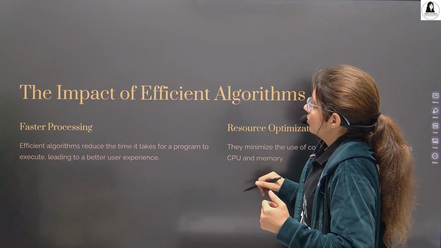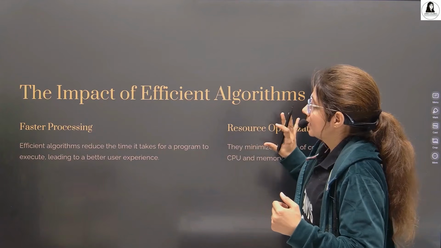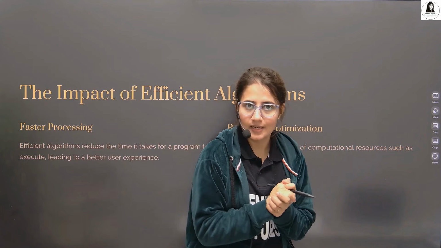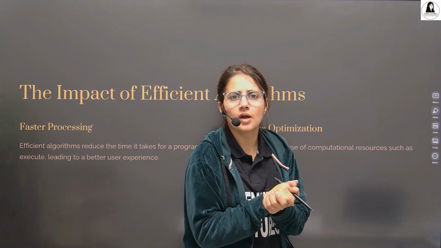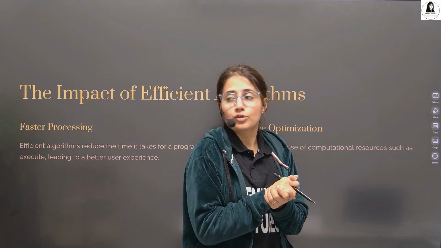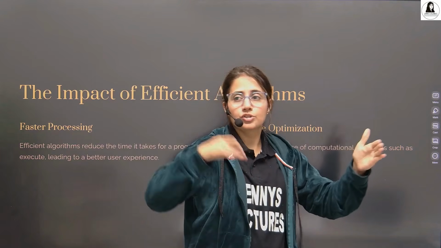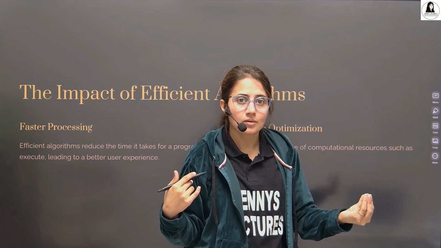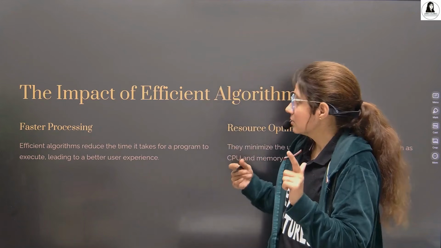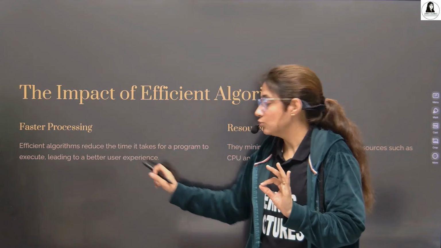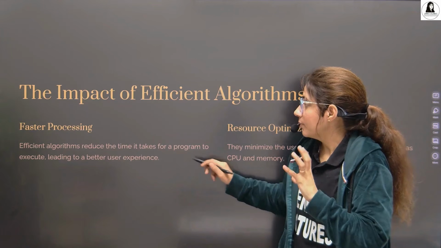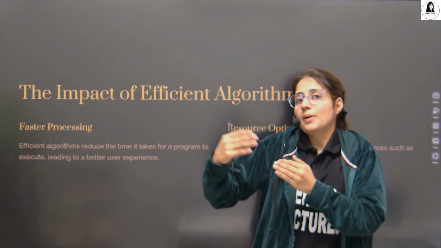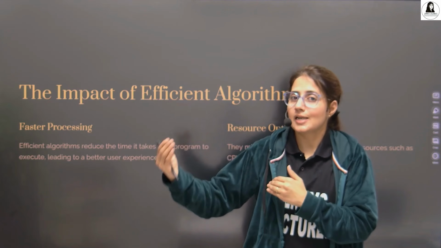Now, the impact of efficient algorithms. We use algorithms, as I told you, to solve a particular problem. There are so many algorithms, like sorting algorithms, searching algorithms, and algorithms to find the shortest route from one location to another. There are many algorithms, but we choose the efficient one. Why so? Because of faster processing. Efficient algorithms reduce the time it takes for a program to execute. The time complexity would be less if you go for a better, optimized algorithm.